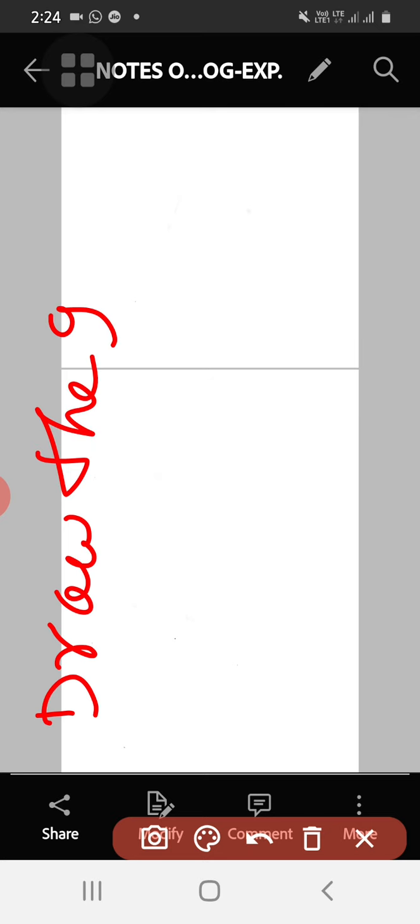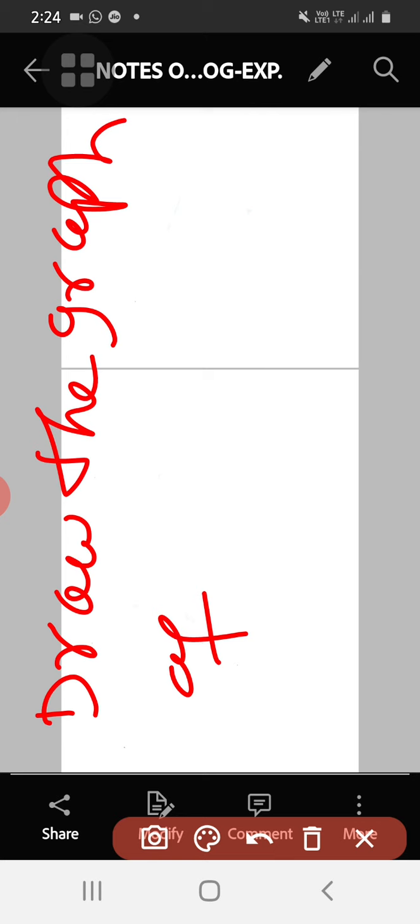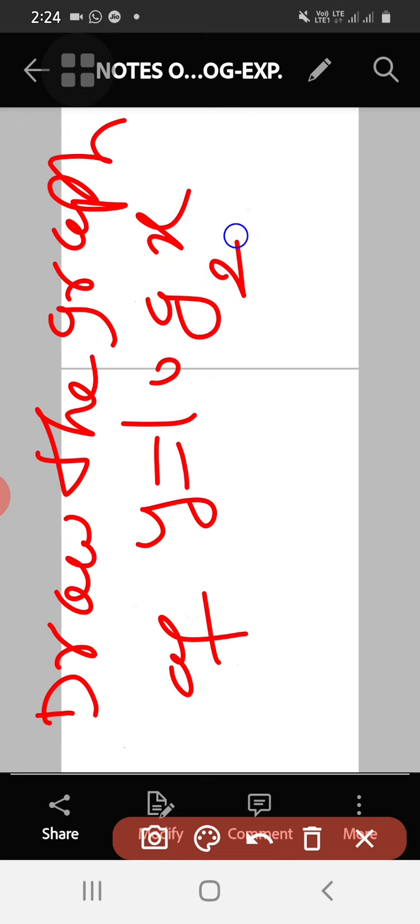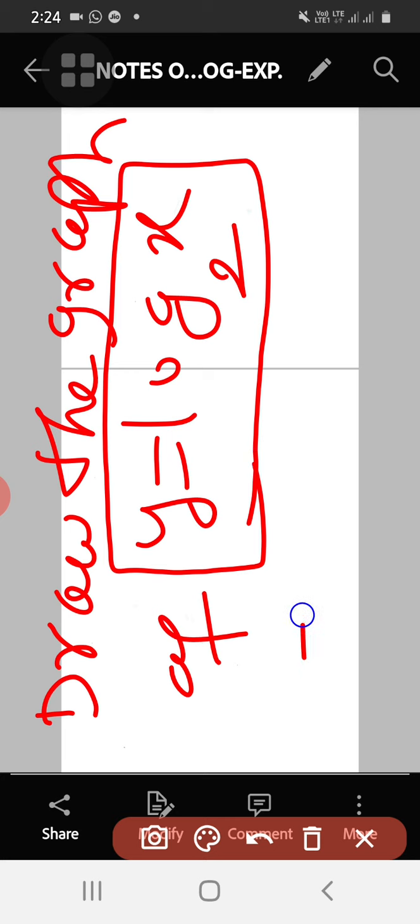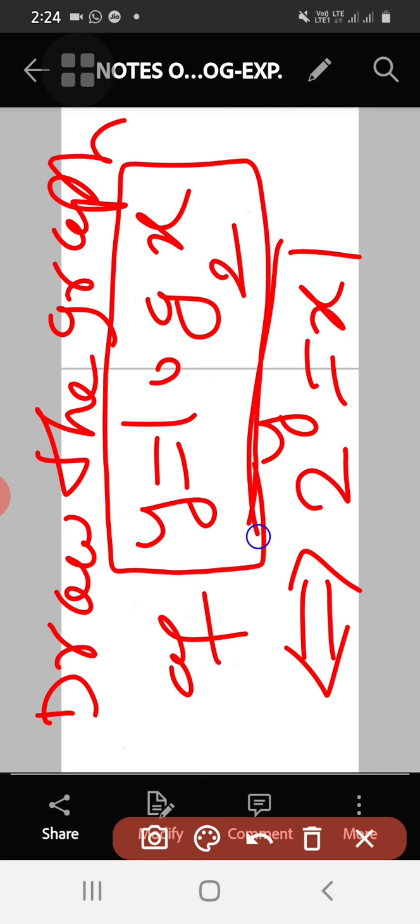Next, let us draw the graph of, let me write the question. Draw the graph of the function y is equal to log x to the base 2. As we were told earlier, y is equal to log x base 2 means 2 to the power of y is equal to x. This is an exponential function. That's why the log function and the exponential function are inverse to each other.